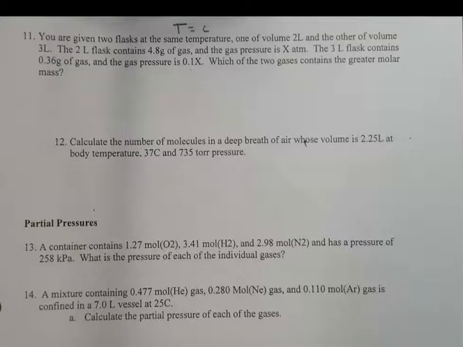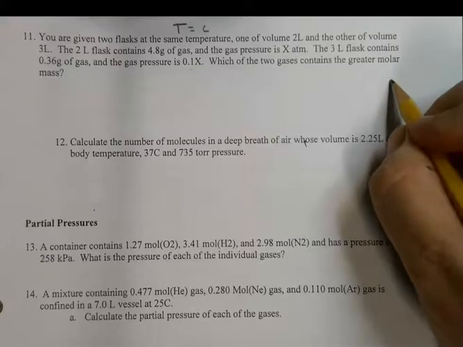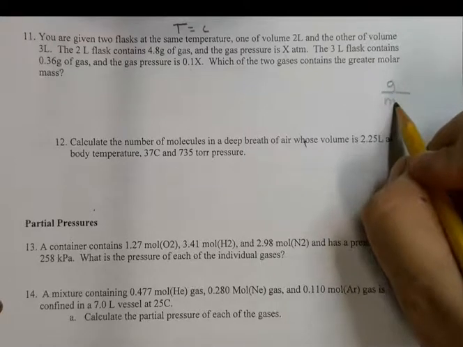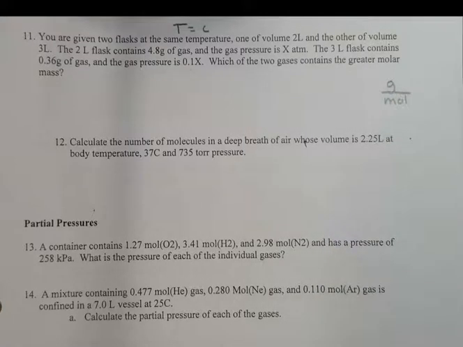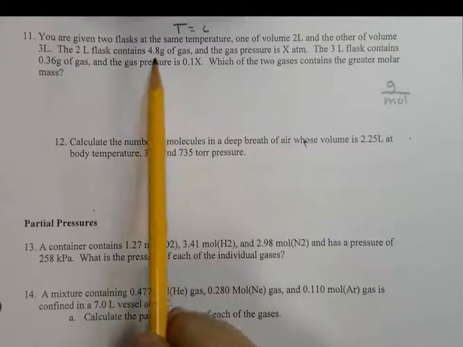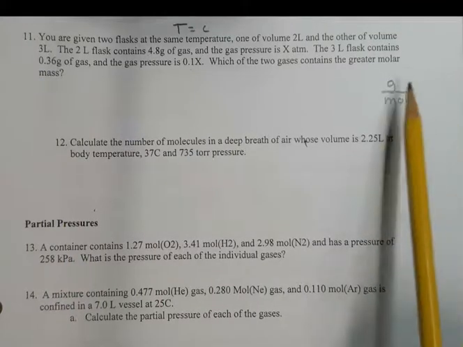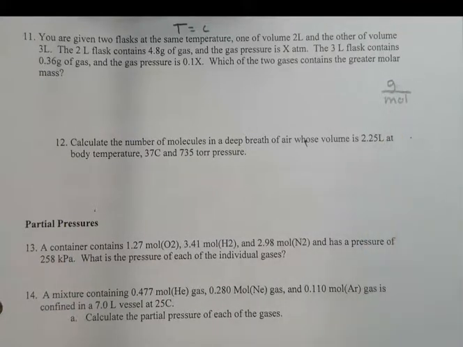Which of the two gases contains the greater molar mass? What we're trying to do is find the molar mass of the two gases. Refresh yourself: molar mass is grams of whatever the substance is over moles. So we're trying to find grams over moles. We can see right here in the problem they gave us the grams of each of these two substances, so right away we know what that top number is going to be. What we have to figure out is the bottom number, moles. So let's start with the first one.